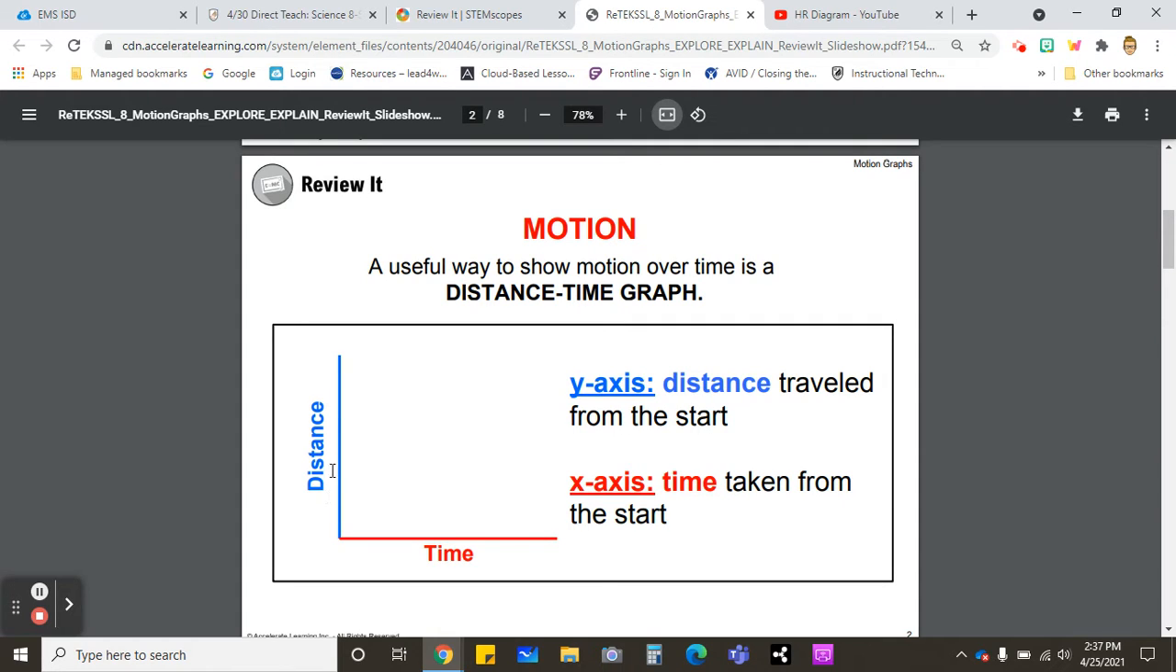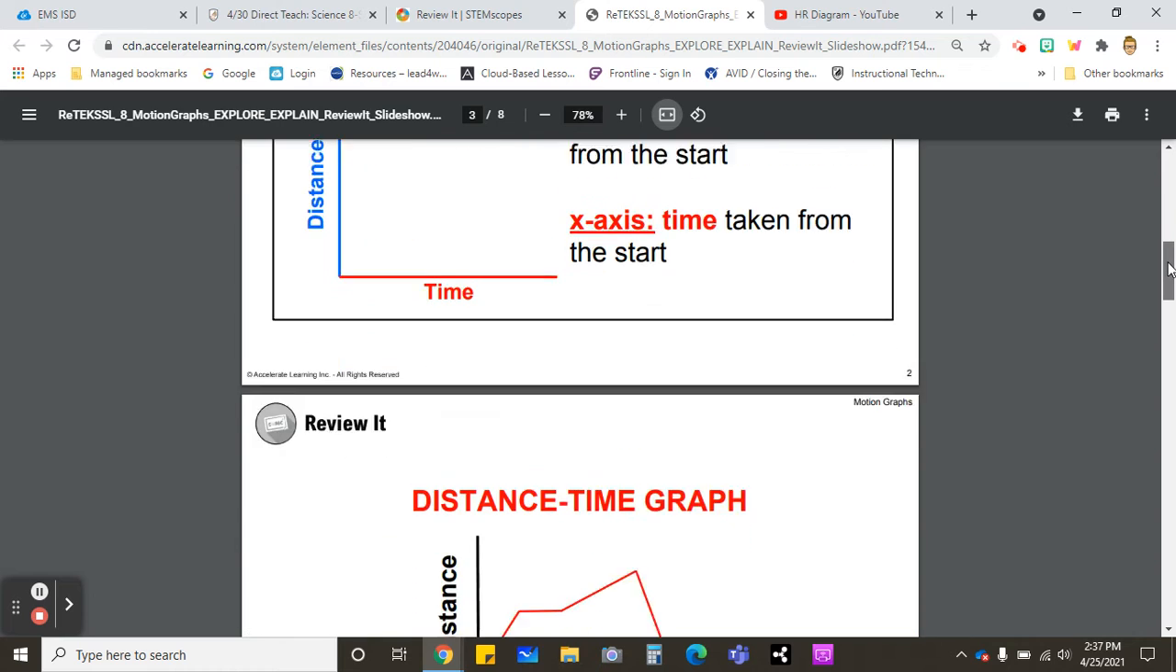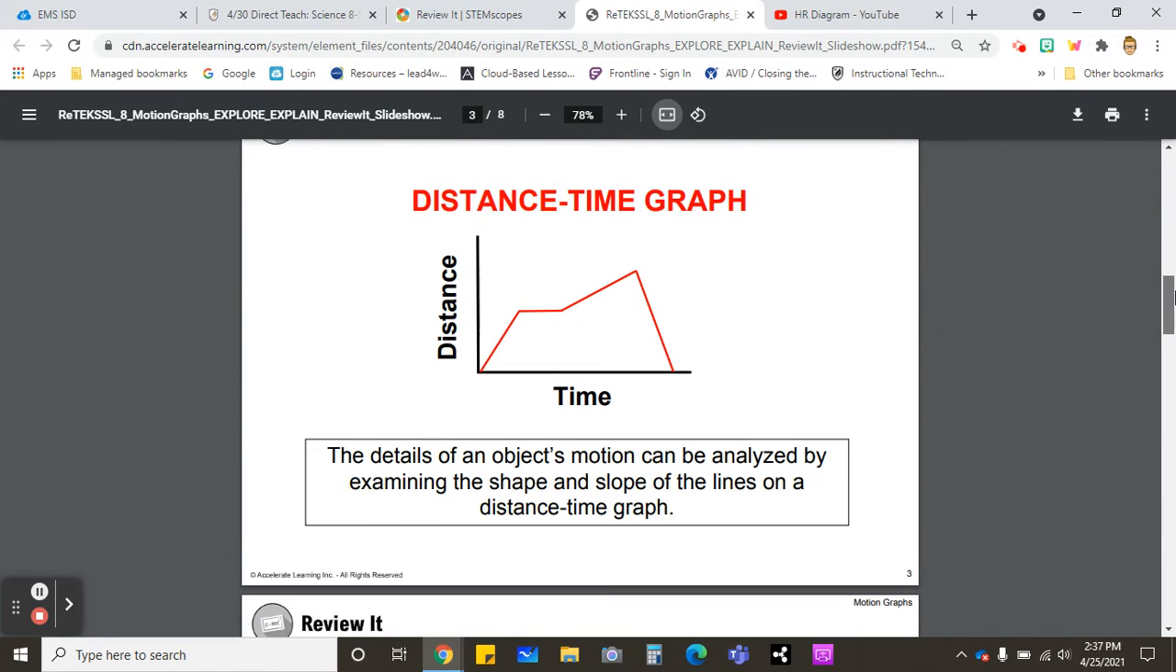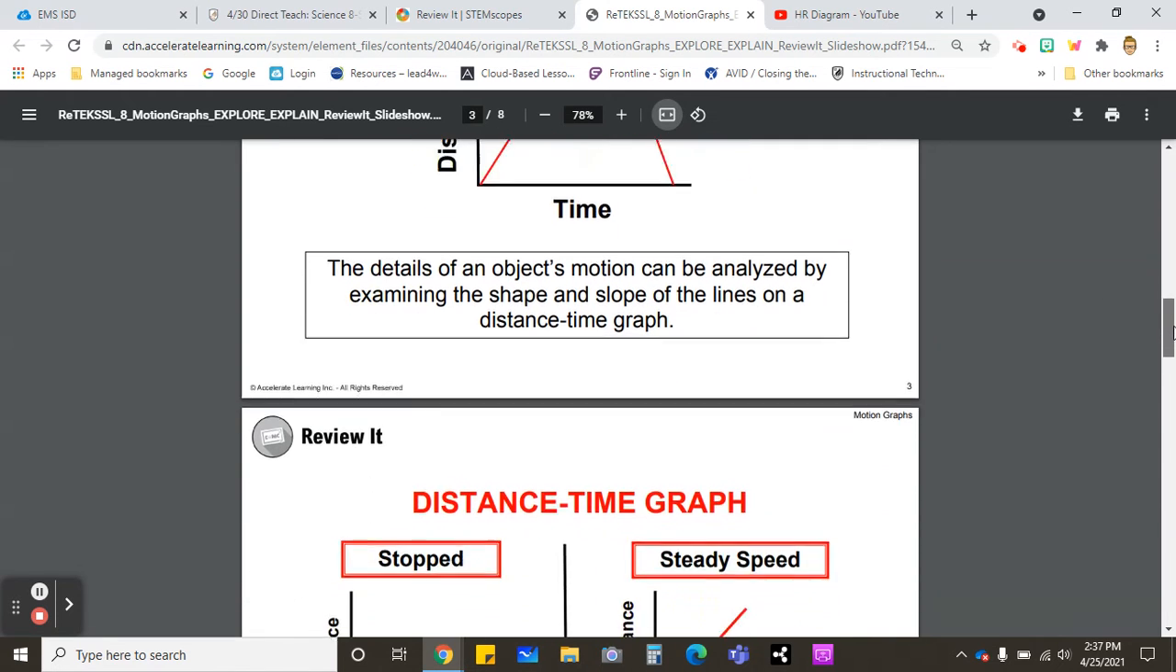The y-axis is the distance traveled from the start. So that's how far they go from the beginning. And then the x-axis is going to be the time taken from the start. So the time is just going to keep going. For example, when we look at a distance time graph, we can analyze what these lines mean to show the motion of the object.